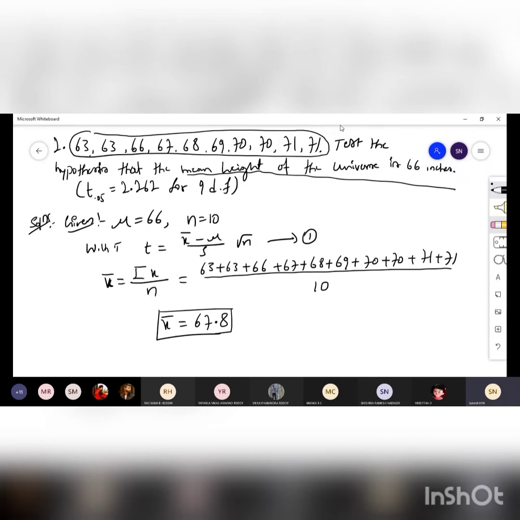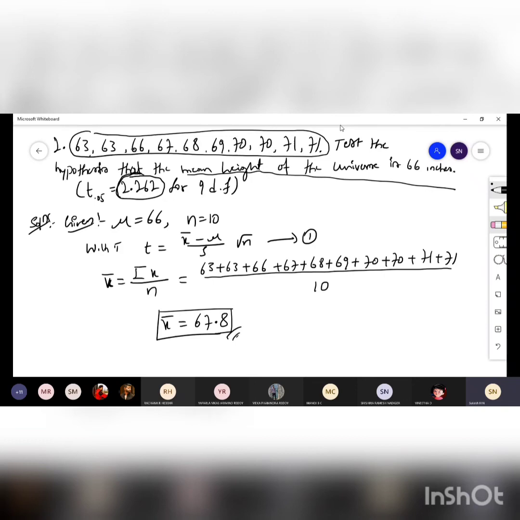At the end we should check the hypothesis, whether it is less than. If it is less than, it will be accepted. If it is greater than this value, now only I am telling. So if the t value is less than this value, the hypothesis is going to say it is accepted. If it is greater than 2.262, it is rejected. That's it. So that's why they are given to test the hypothesis.